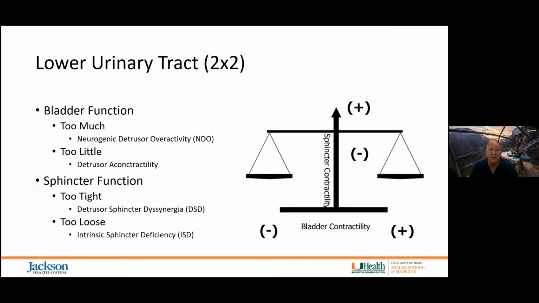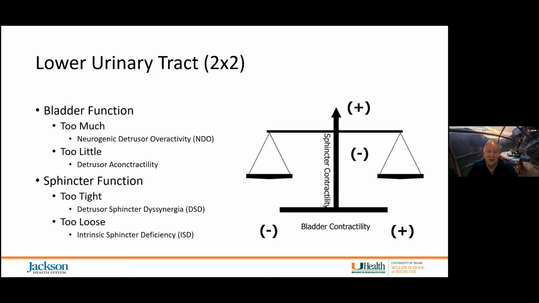So we're going to talk through the innervations of this as it relates to a 2x2 kind of functional output. So the bladder is one of those twos that can be too much or too little bladder function. And so if you have too much bladder function, then you're at risk for neurogenic detrusor overactivity. Too little, and you have acontractility, which can lead to a big boggy bladder, B cubed.